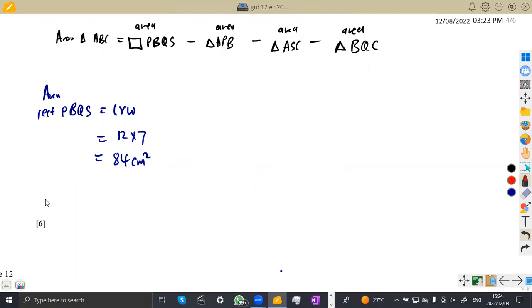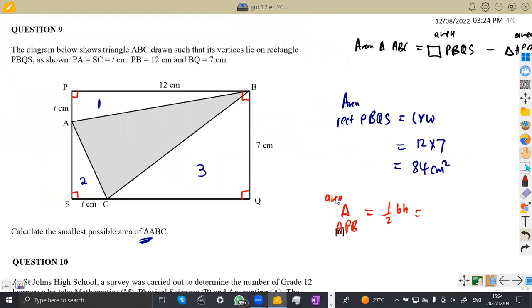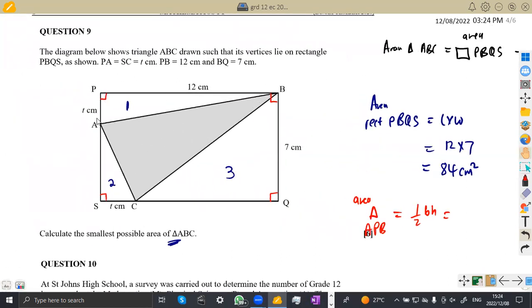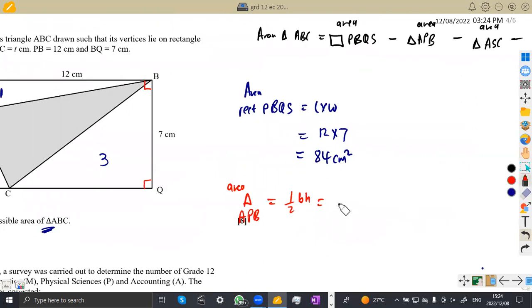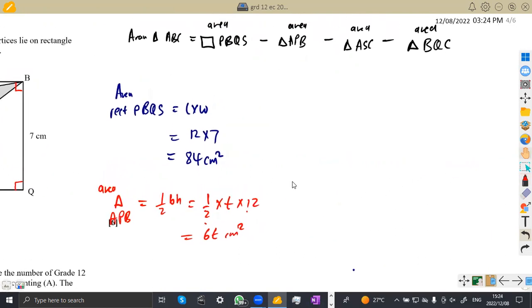We move on, we calculate the area of triangle APB. Knowing that it's a right angle triangle, definitely we are going to use half base times the perpendicular height. Let's check our APB. We've got a base of 10 and the height, which is 12. So it's half times 10 times 12, which is half of 12, that's 6, guys. So 6 times 10, which is 60 square centimeters. We are done with the area of triangle APB.